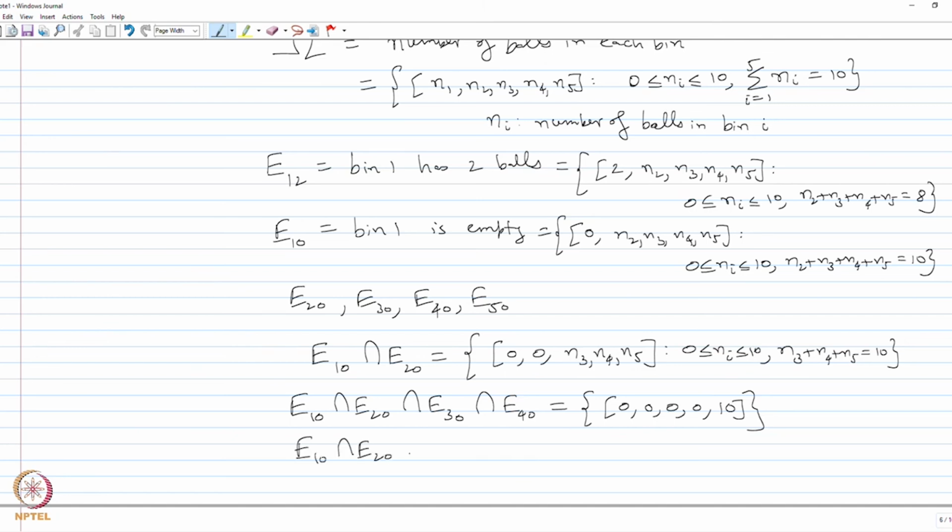If you enumerate E30, we want bin 1 to be empty, bin 2 to be empty, bin 3 to be empty, while bin 4 and bin 5 can be non-empty, but they have to sum up to 10. So you should have a slightly easy possibility here. You could have 0, 0, 0, 0, 10, or 0, 0, 0, 1, 9, and so on till 0, 0, 0, 10, 0. So you have 11 possibilities here, I think. Yes, 11 possible outcomes.